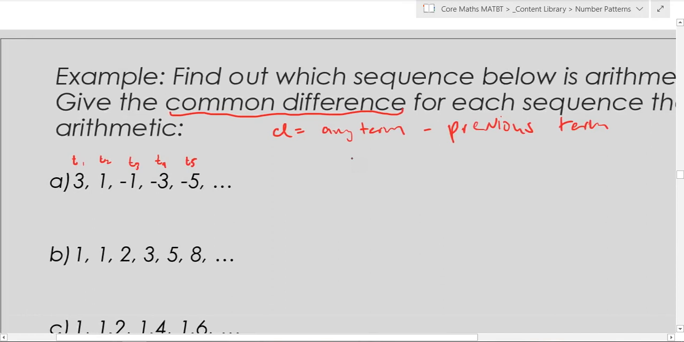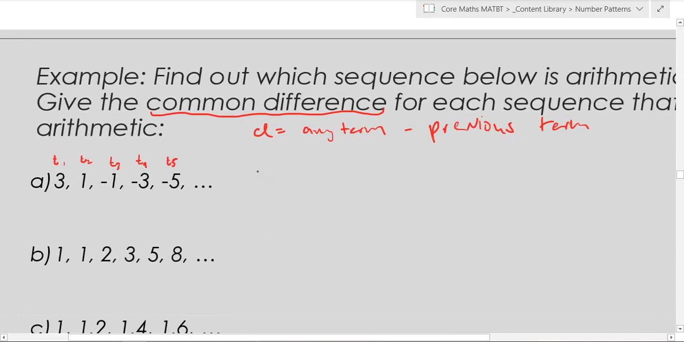Alright, so the first one here, let's do the common difference for it. I might test it twice. So let's go with T5, take away T4. So in this case it would be -5, take away -3. Alright, in this case, the two negatives cancel out and this becomes a plus. Okay, so -5 plus 3 is -2. Okay, so that's that.